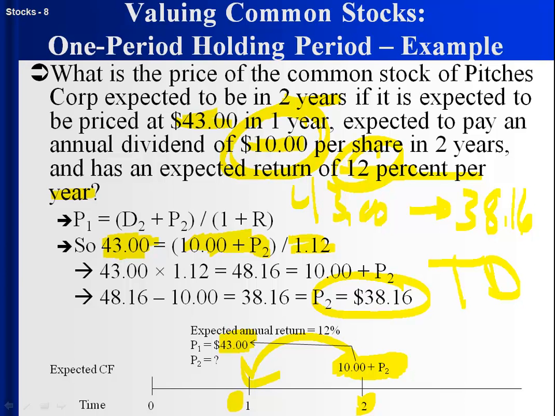So the point of this is, don't say, oh, it's a horrible stock because the price is expected to go down. When you're looking at return, when you're looking at expected return, you need to make sure you take everything into account.